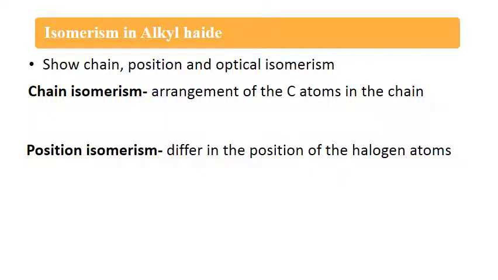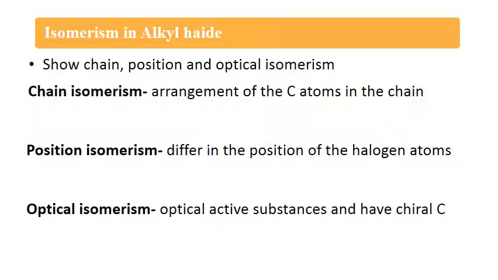And the third, important one is optical isomerism. Certain members of the halogen family have a tendency to show optical isomerism, which is a stereoisomerism. It is exhibited by optically active substances, which generally exist as a pair called optical isomers.